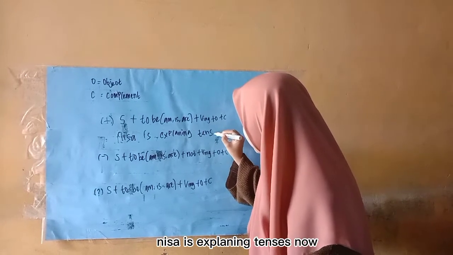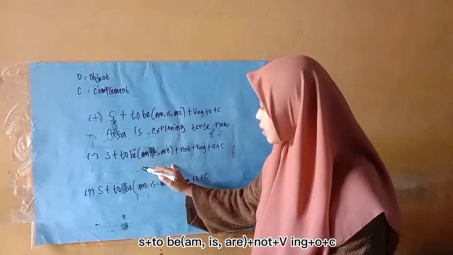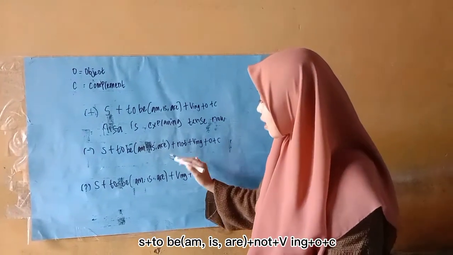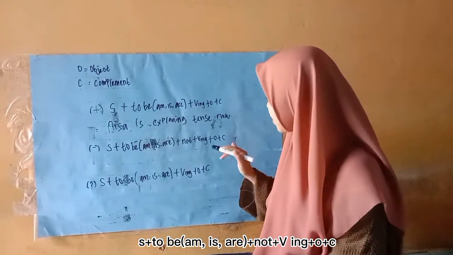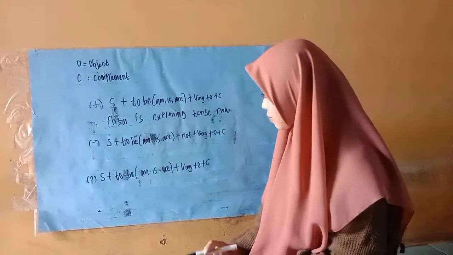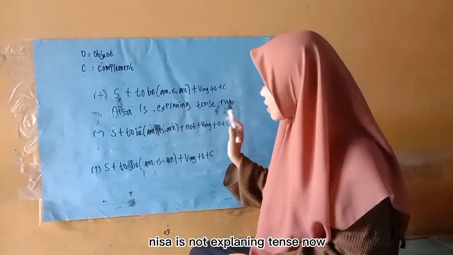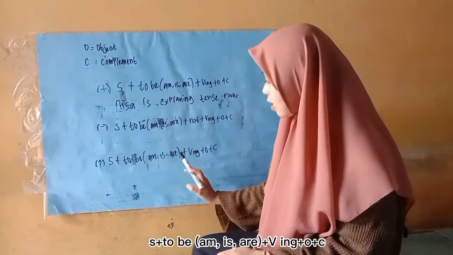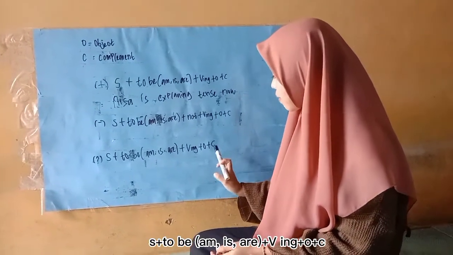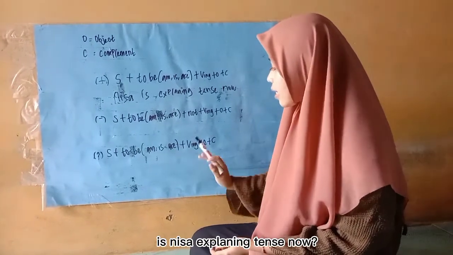tenses now. Where negative is subject plus to be, am, is, are, plus not plus verb plus ing plus object plus complement. Where example is Nisa is not explaining tenses now. If interrogative, to be, am, is, are, plus subject plus verb plus ing plus object plus complement. Where example is is Nisa explaining tenses now?